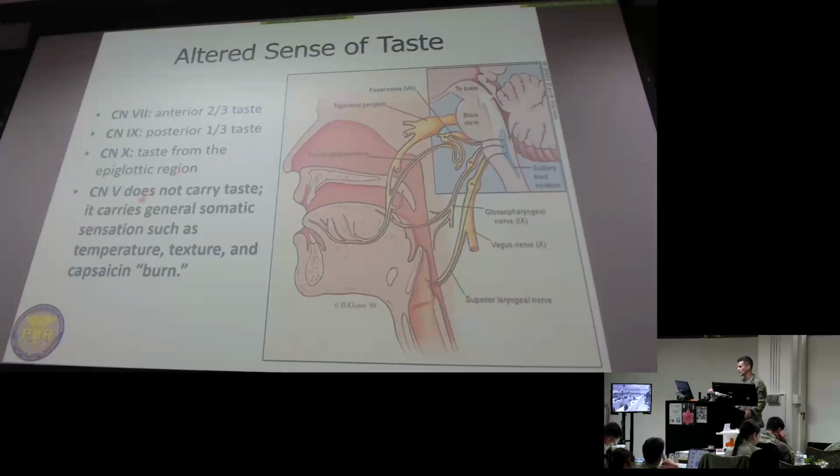I thought what was weird, just kind of gee whiz, is that cranial nerve 5 doesn't exactly carry taste, but it's actually controlling spicy foods. So that's why your face turns completely red whenever we're dealing with really spicy foods. I thought that was kind of interesting.